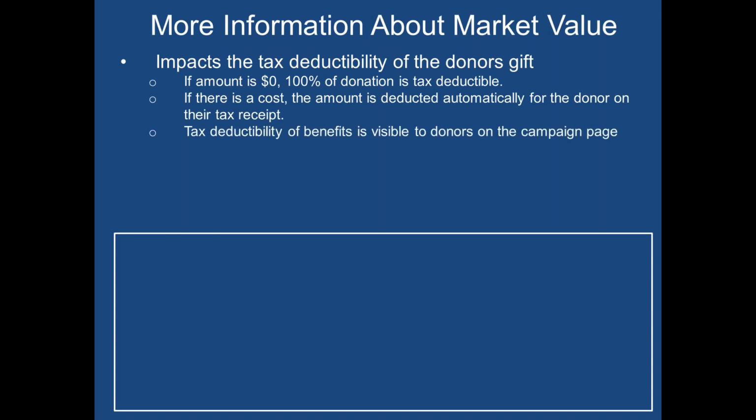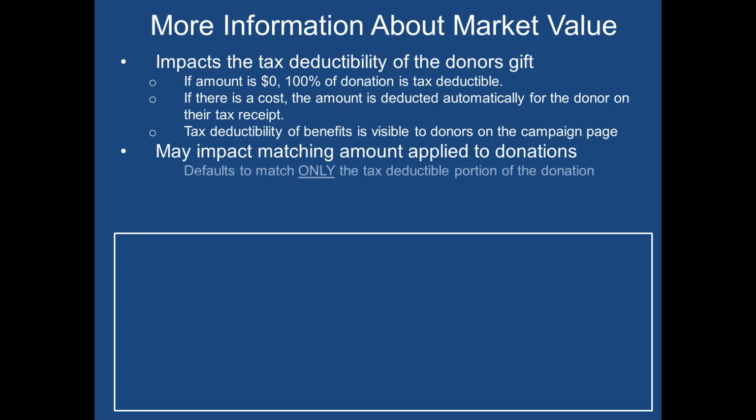And tax deductibility of benefits is visible to donors on the campaign page, and it's also clearly stated on their receipts. And the other thing about market value is that it can impact the matching amount applied to donations. So basically what we were looking at earlier on the matching page is that by default, the match is only going to cover the tax deductible portion of a donation.